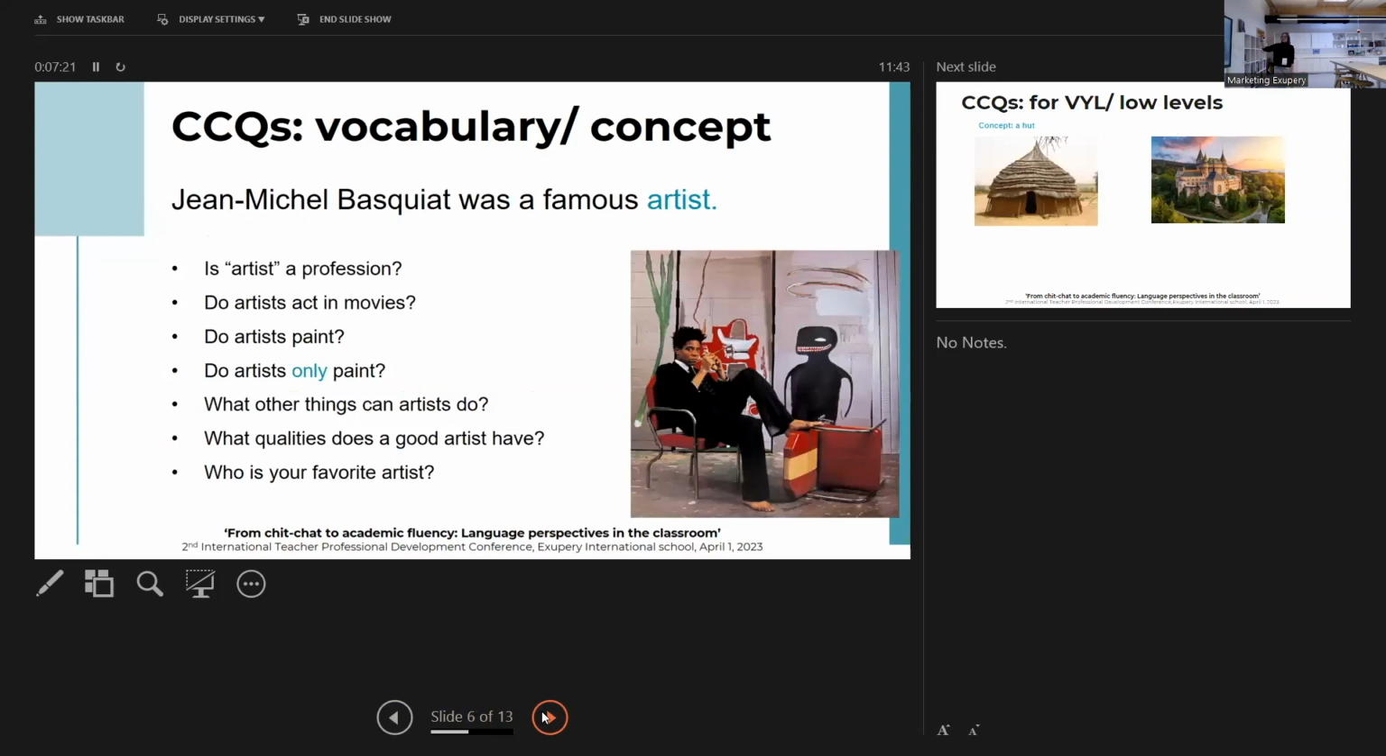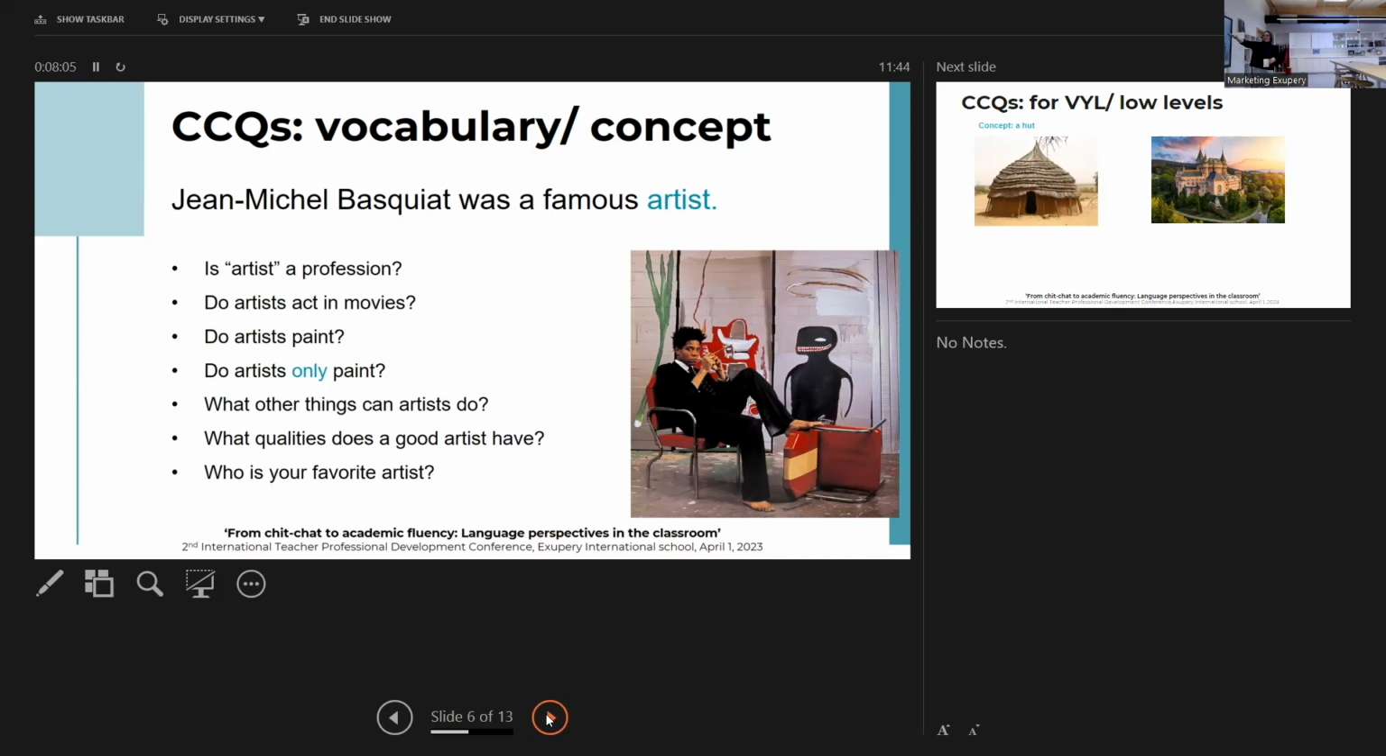Concept checking questions can target vocabulary items, so separate words or phrases or big concepts in general. And I'm using examples of a sentence. Jean-Michel Basquiat was a famous artist. I want to check understanding of the word artist. And why? Because I'm taking into consideration the context where I'm teaching. So in my classroom, the vast majority of learners are Russian language speakers. And in Russian, there is a word which sounds very, very similar to artist, but it has a different meaning. So artist in Russian would be an actor in English. That is why I want to check so there is no confusion.